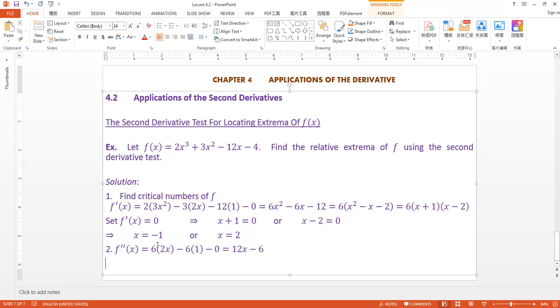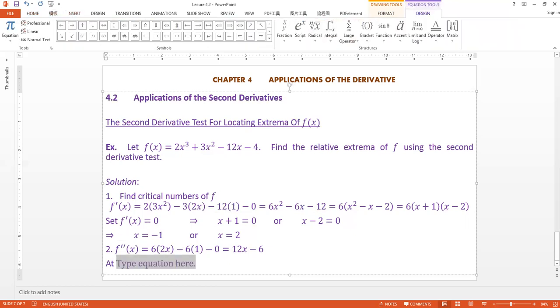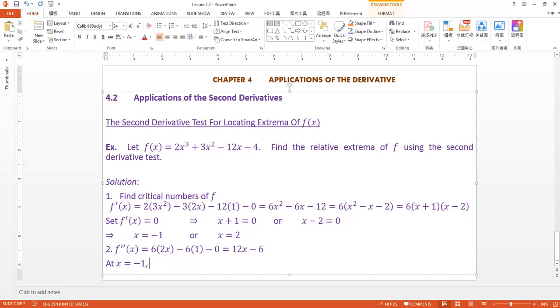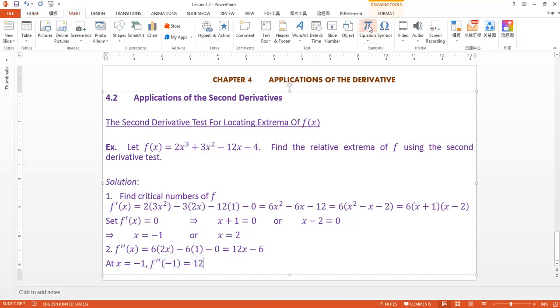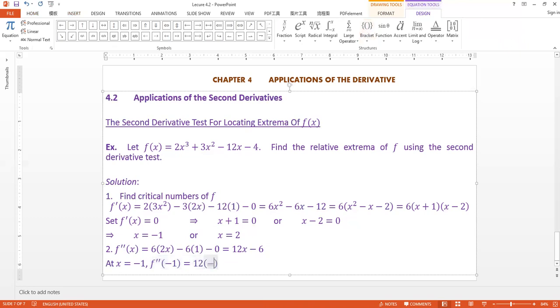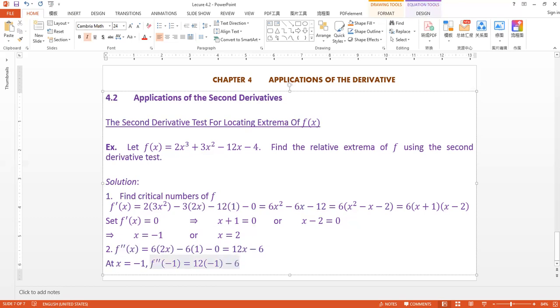Then we just plug in each critical number and find out the sign of the second derivative. So let's just do that. At x equal to -1, we just plug in -1 for x and find the sign of the second derivative. So that's 12 times -1 minus 6. So what do you get? 12 times -1 is -12, and if you subtract 6, you get -18. Okay, so that's less than 0.